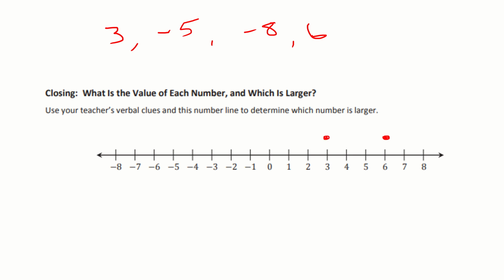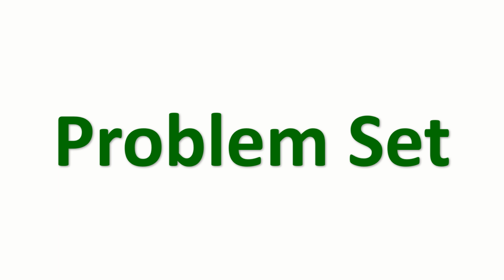We're now out of positive numbers, so we only have negatives left, right? I've done this one. I've done this one. We only have negative numbers left, -5, -8. So now we're looking at which one is the closest to 0. Well, -5 is closer to 0 than -8. So -5 would be third and -8 would be fourth. So if we're listing this in order from least to greatest, then 1 would be -8, 2 would be -5, 3 would be +3, and 4 would be my +6. And with that, we are off to problem set.